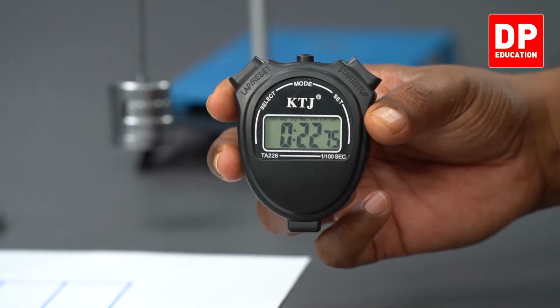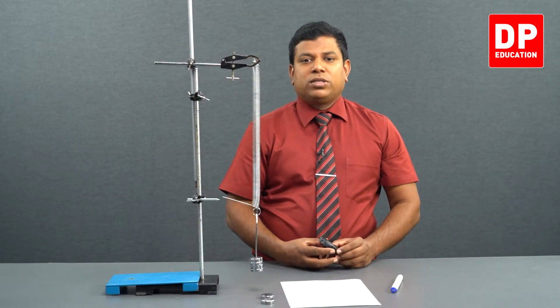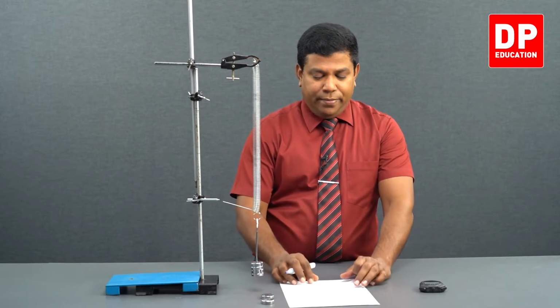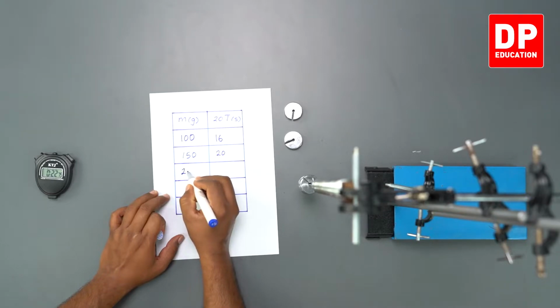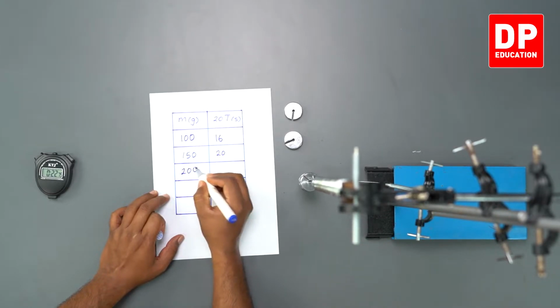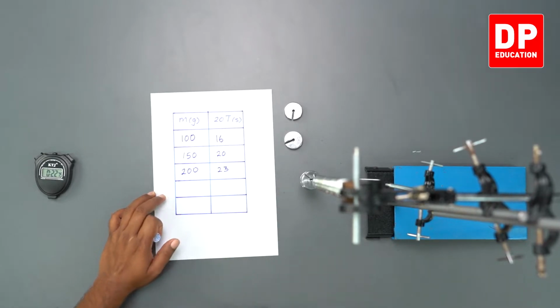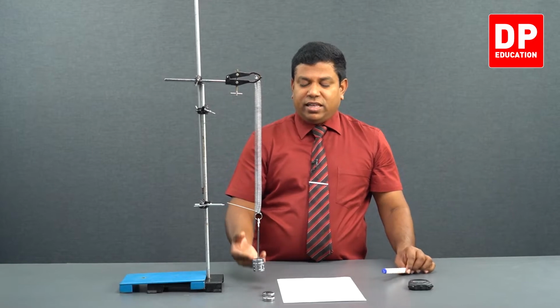You can see that, which I can write as 23. 22.75 is 23. Yeah, this is for 200 grams. 22.75 means that's almost 23 seconds. 23 seconds. Now I have to increase another weight.